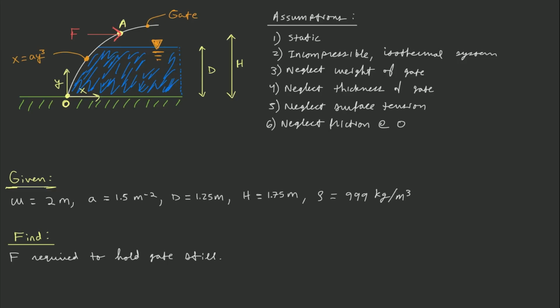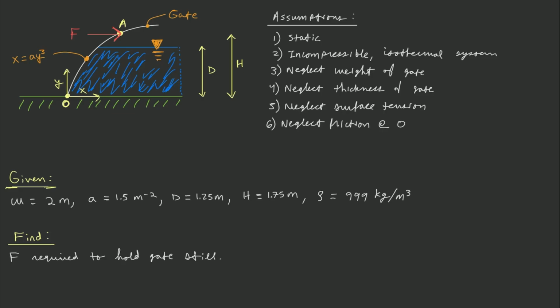Okay, so in this example problem, we're going to be looking at the hydrostatic force on a curved gate. To begin, we're going to start with this geometry right here, where we have this curved gate, and at this point A, we have a force F, which is there to hold the gate in place against the hydrostatic pressure from this water on the other side right here. And the gate itself is described by the function x equals ay cubed.